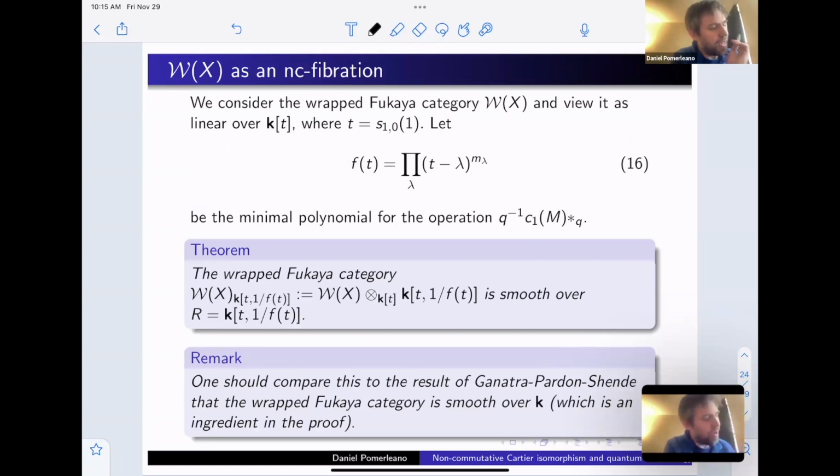Maybe I'll take just a few more minutes to say how we apply it. We're looking at the wrapped Fukaya category of the complement, and we're viewing it as being linear over one of these thimble functions. If I look at the thimble that intersects the divisor once, I get an element of SH zero, the zeroth degree symplectic cohomology.